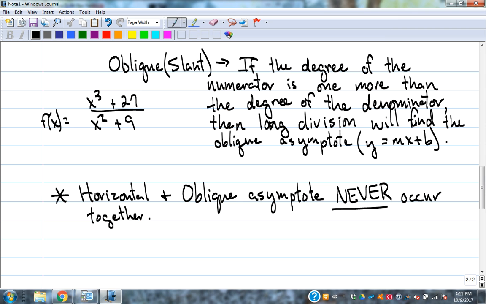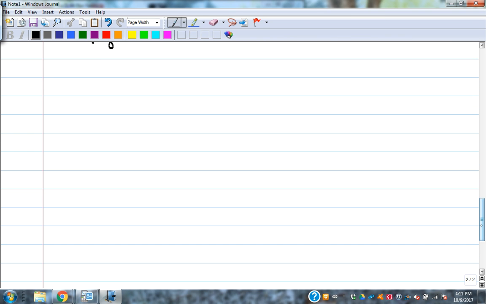Verticals usually are there. There are usually vertical asymptotes. Not to say that there aren't times that vertical asymptotes don't exist, but in our course, they tend to put them in there. All right, so let's look at some problems and let's do those things.